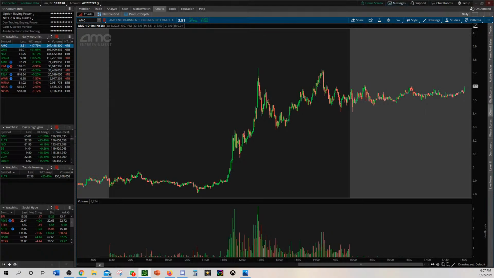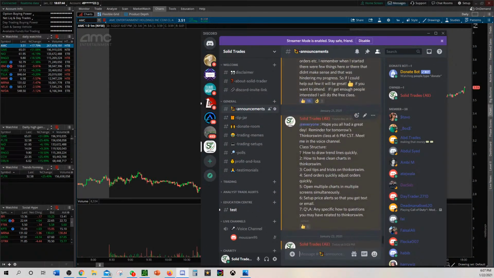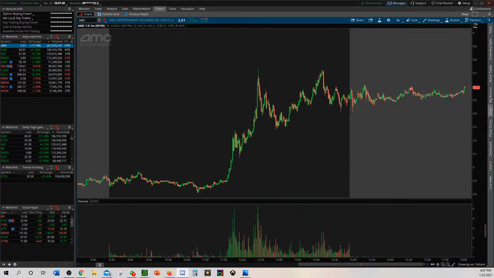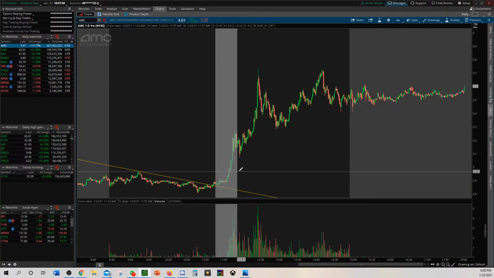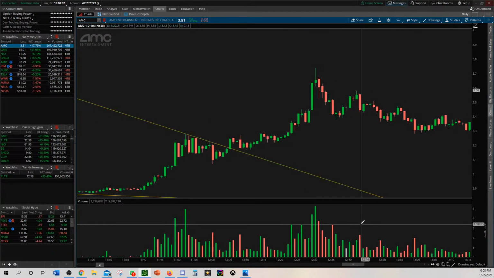All right, so we're going to go through one by one all the ones that we're going to be doing. Number one is how to draw trend lines quickly. What I do is I simply click wherever I want, and then I click on the second where the pivot is, and the line is drawn. One more time. I click on the top and then I click on the bottom and boom, done.